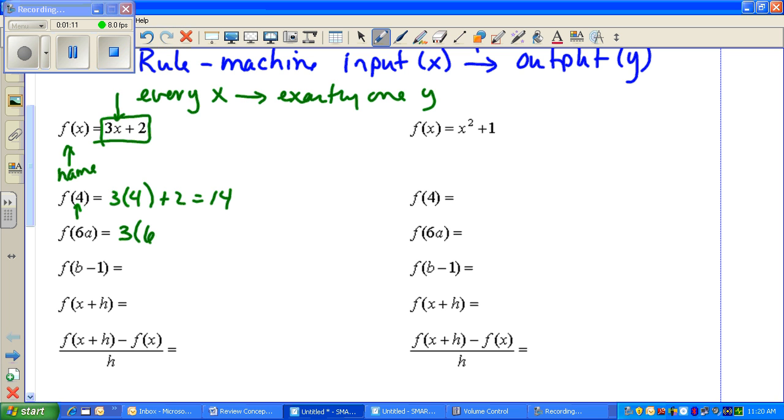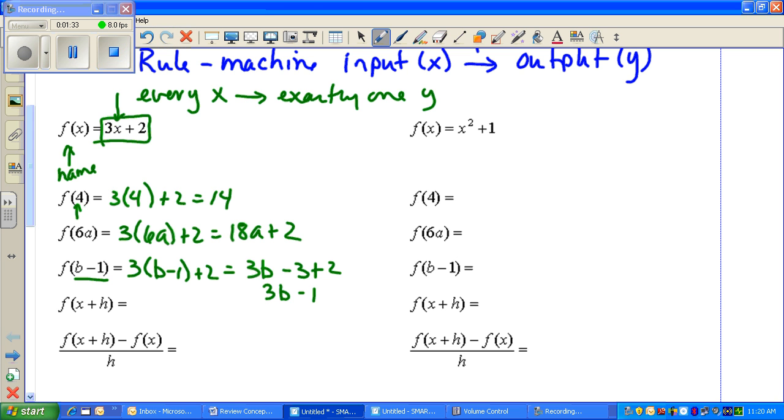So in goes 6a in place of x. Simplifying that, adding my like terms, 18a plus 2. In the third example, now it's not just a multiplier. It actually has a difference involved, which would be 3 times (b minus 1) plus 2. We end up distributing the 3, and then we would combine the like terms. Negative 3 plus 2 is negative 1.